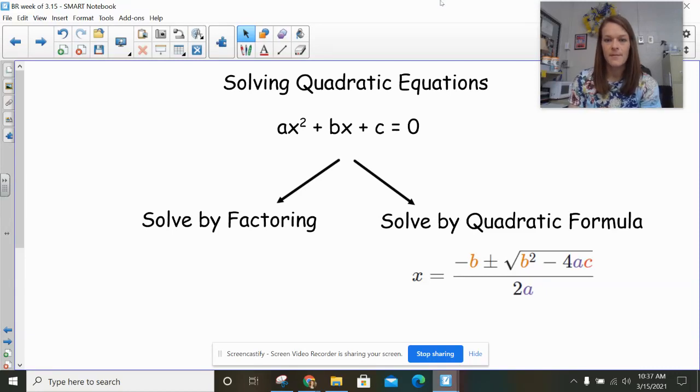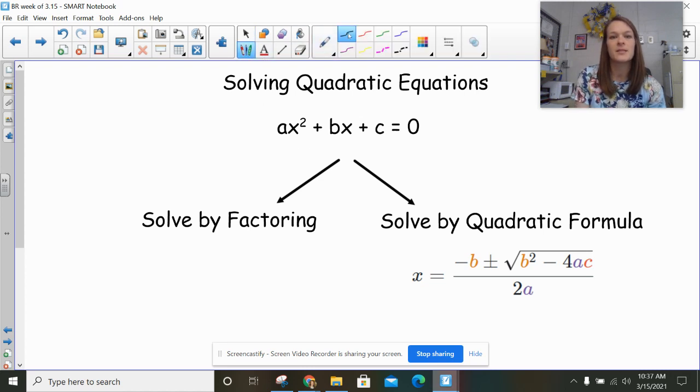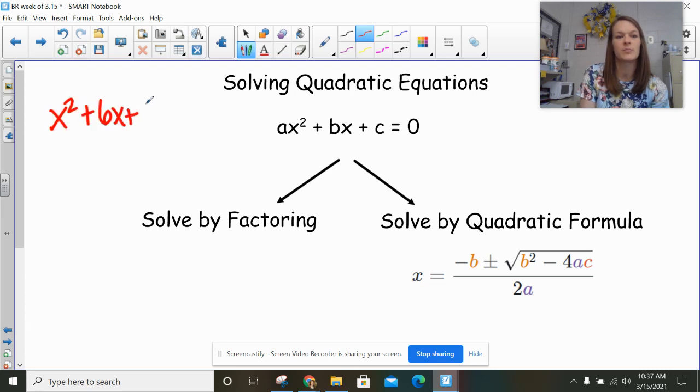All right, hey guys. So our next unit, we're going to talk about solving equations, and we're going to start with solving quadratic equations. And so quadratic equations are just ax squared plus bx plus c, where a, b, and c are numbers. So something like we've been factoring, like x squared plus 6x plus 8. This is quadratic. We're now setting them equal to 0, and we're going to solve.